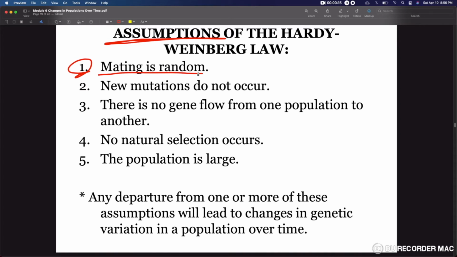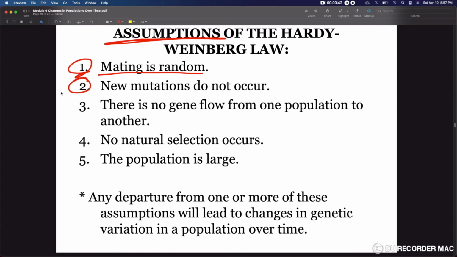If mating is not random, like in our case, where we select people that are tall or handsome or have fair skin or long legs, so on and so forth, the Hardy-Weinberg that we talked about earlier won't hold true because our mating is selective. Mating must be random for the Hardy-Weinberg to work.